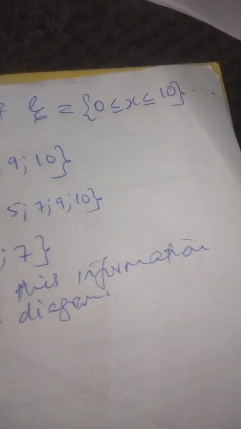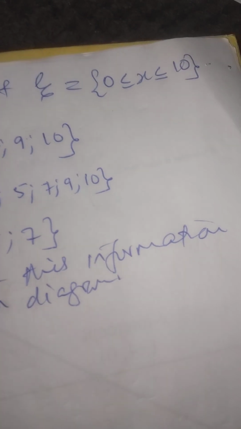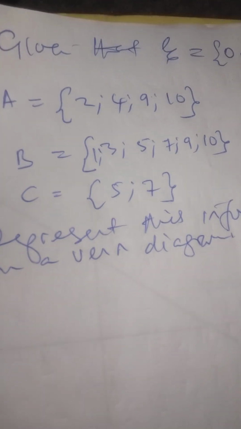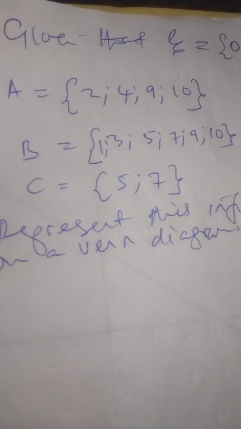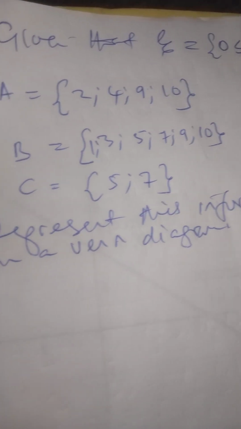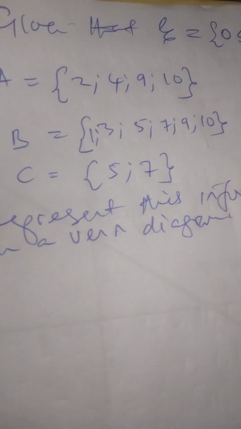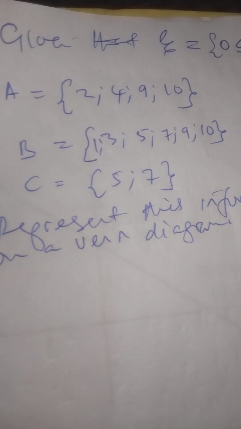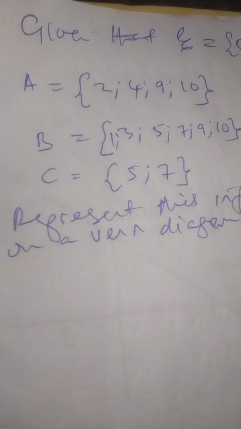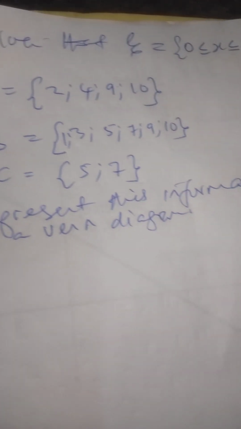Right, that's the question, guys, which I have designed now. So our universal set is from 0 to 10. Is it clear? Then set A contains 2, 4, 9, and 10. Set B contains 1, 3, 5, 7, 9, and 10. Set C contains 5 and 7. The question says represent this information on a Venn diagram. Solution.